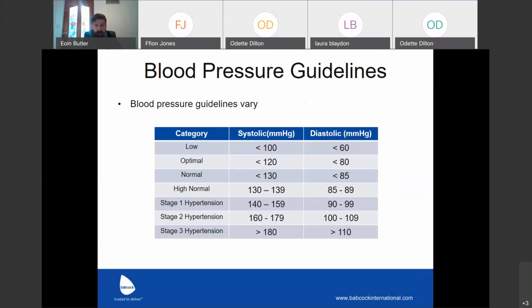So we think about during an exercise session, if we've got a client in the stage 1 bracket, when we train, it's going to pop up higher as we train them. But it's important that we exercise to bring that blood pressure down. But someone who's stage 3 will not be exercising at all.